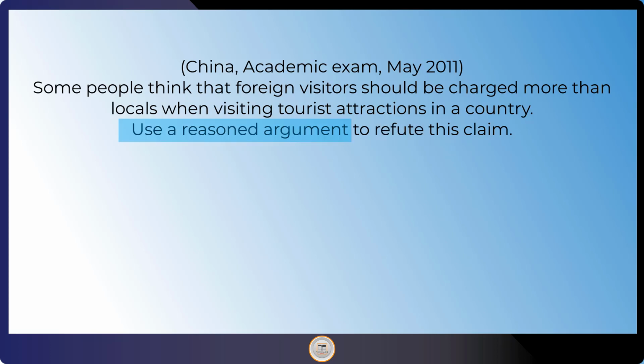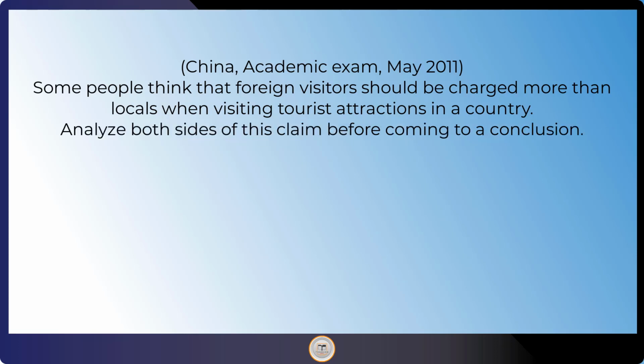Now this part here, use a reasoned argument, is just some fancy words that tell us that we're going to be writing an essay and we're going to be supporting it. I mean, reasoned, you can define that as you will. It's just an easy way of saying that they're looking to see some examples that support our position. So this is an argument essay, and we would have to disagree with the statement that we're given. Okay, let's try another one. Analyze both sides of this claim before coming to a conclusion.